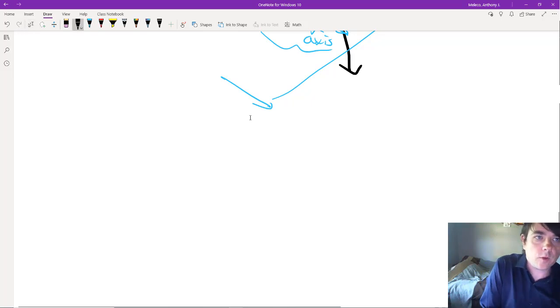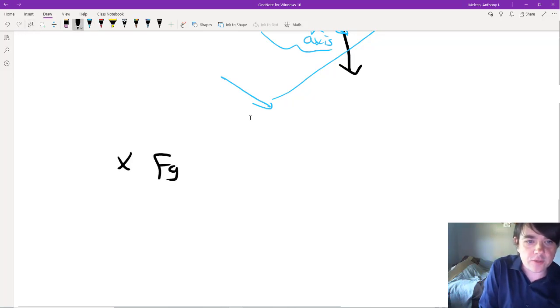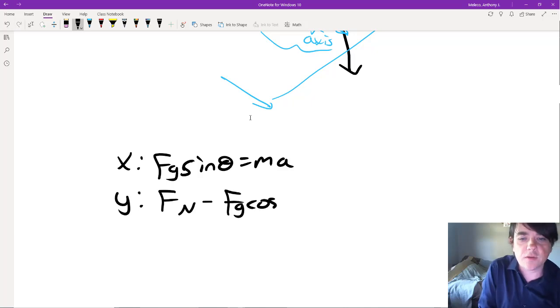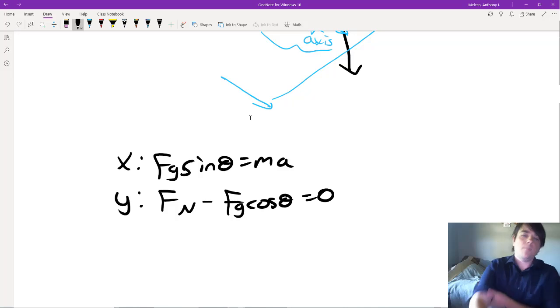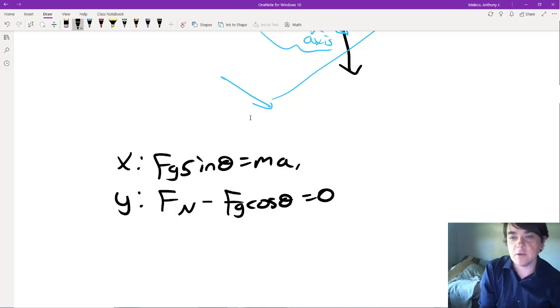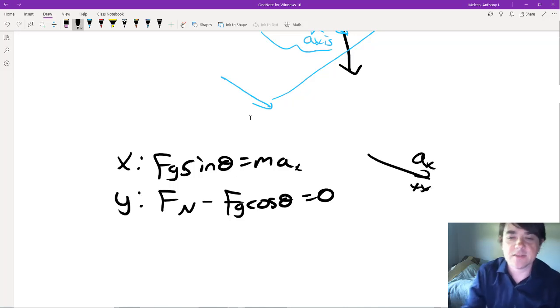So let's get back to this. I'm going to redraw it so we don't have to scroll up each and every time. Oops. It's Fn minus Fg cosine theta equals 0. And again, it's 0 in the y because we're not accelerating through the incline, okay? We're only accelerating down the incline, which is in this direction, okay? And this is the acceleration direction, which is in the positive x.